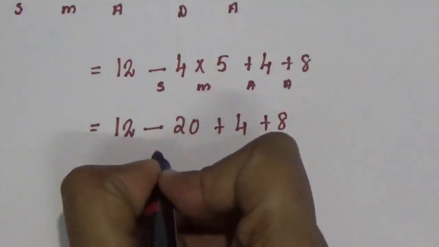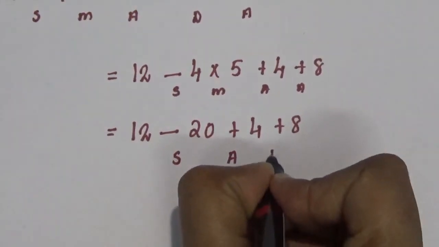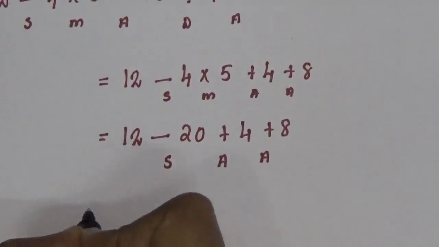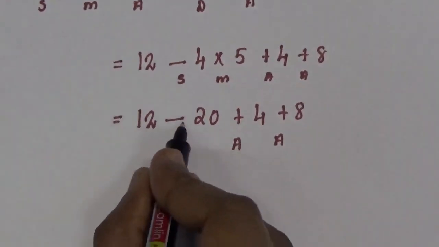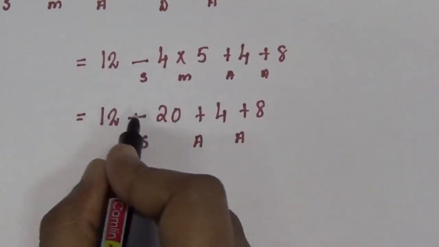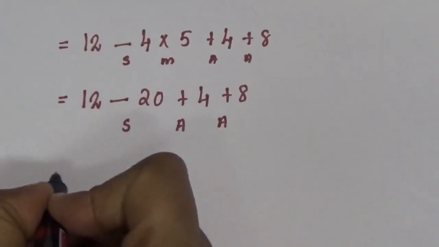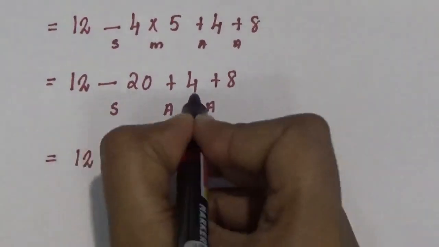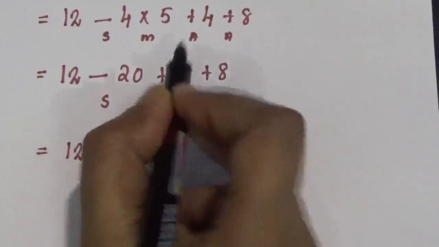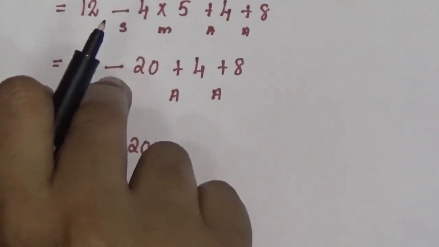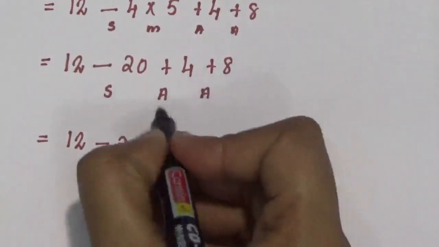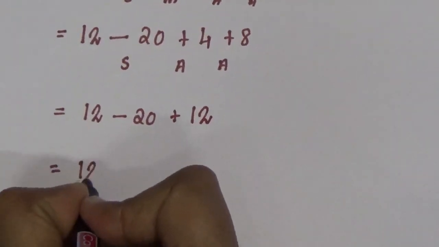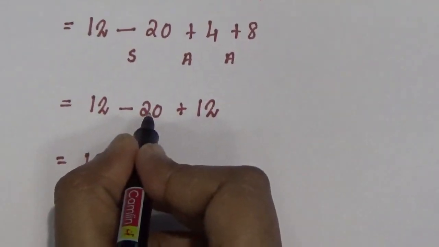Next we have subtraction, addition, addition. You can do subtraction also, no problem. But at that time you have to consider that it is actually minus 20. Or otherwise you do the operation addition first. So we have 12 minus 20, then plus 4 plus 8. Don't add 20 plus 4, because it is actually minus 20. Here you can add 4 plus 8, which is 12. And next is 12 minus 20 plus 12.